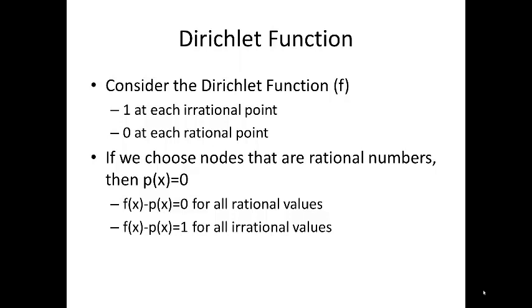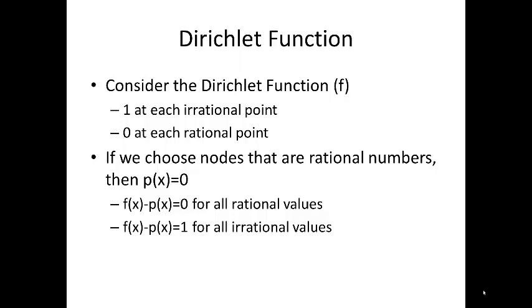Now, if we choose nodes that are rational numbers, then p(x) is equal to 0. And f(x) minus p(x), the polynomial interpolant, is going to be 0 for all the rational values, and 1 for all the irrational values. If you're looking at this, it's clearly not a well-behaved function. Even if it is well-behaved, we can't assume that the differences between f(x) and p(x) are small when the number of interpolating nodes is large. So even for well-behaved functions that possess continuous derivatives of all orders on the interval, we can't assume that the interpolation is going to work at higher orders.